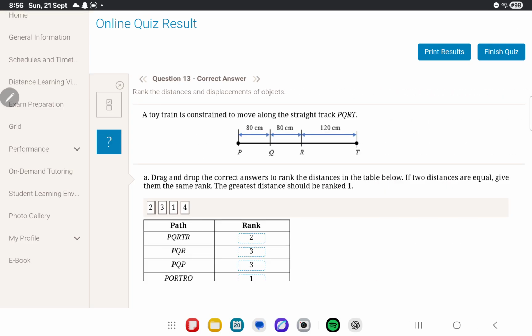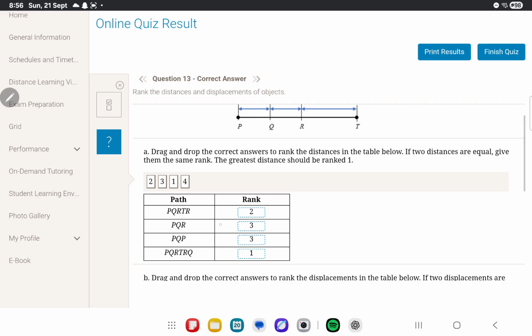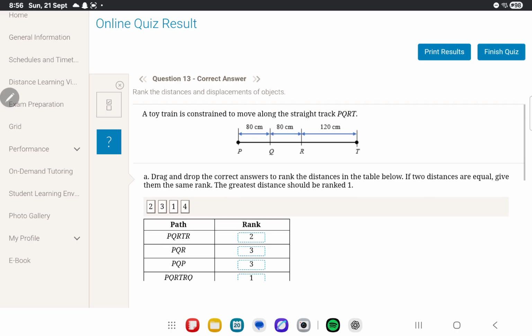Question 13. A toy train is constrained to move along the straight track PQRT. So drag and drop the answers. Okay. So they want to compare the distances. And you can have the same rank. Okay. So the distance traveled, obviously the more letters the better, right?